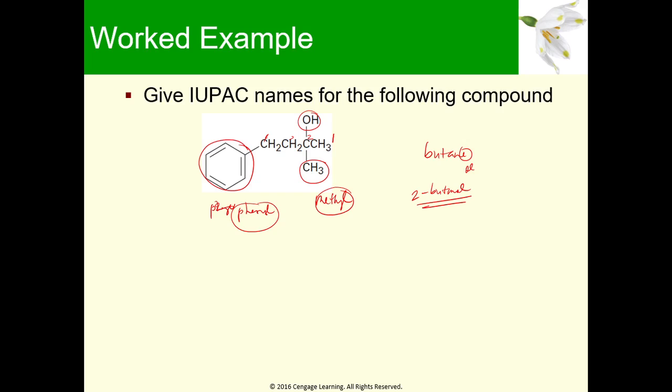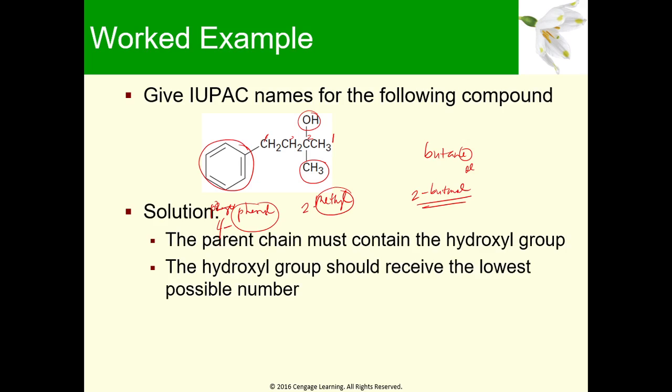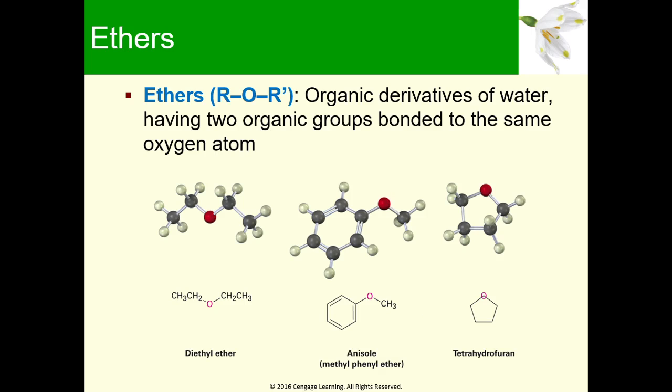So where is the phenyl? Where is the methyl group? So the methyl group is at position number 2 apparently, and then the phenyl group is at position number 4. So we just assemble the name. Your methyl comes first, then followed by the phenyl, then this one. So the name will become 2-methyl, 4-phenyl, 2-butanol. So let's check. The parent chain must contain the hydroxyl group, and the hydroxyl group should receive the lowest possible number. And the name is 2-methyl, 4-phenyl, 2-butanol. So that's correct. So how about ethers?